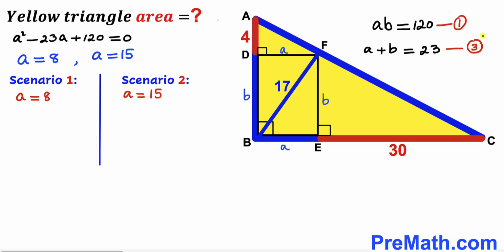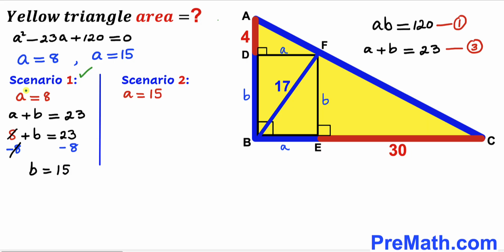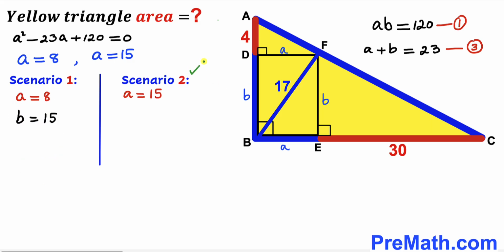And now let's focus on this equation 3. Here I have copied down this equation 3 over here, a plus b equals 23. And now I'm going to substitute this a value 8 over here, as you can see in this next step. And now I'm going to subtract 8 from both sides. This 8 and negative 8 is gone. So therefore our b value turns out to be positive 15. So thus in this scenario 1, for a equals 8, our corresponding b value turns out to be 15.